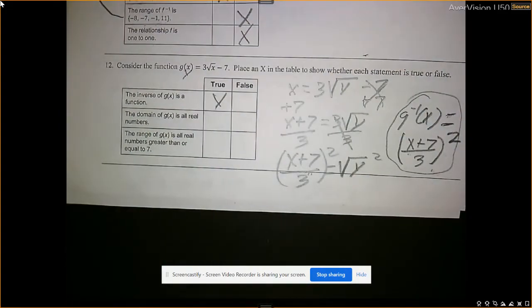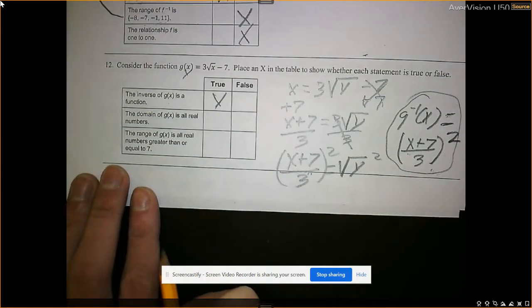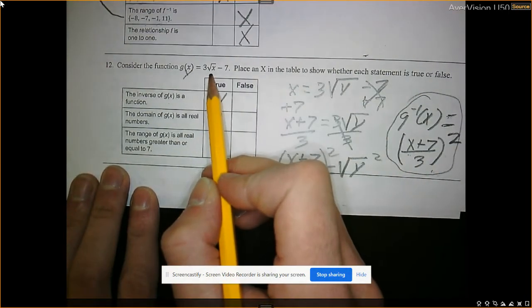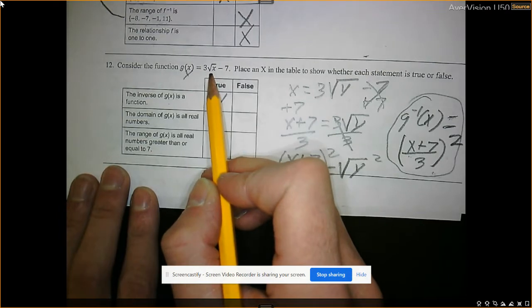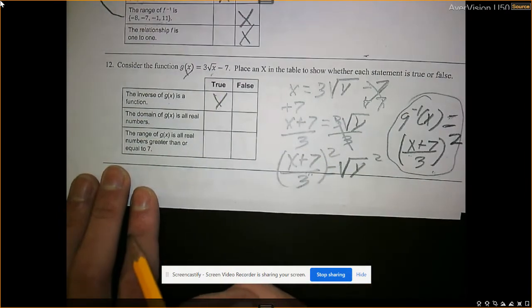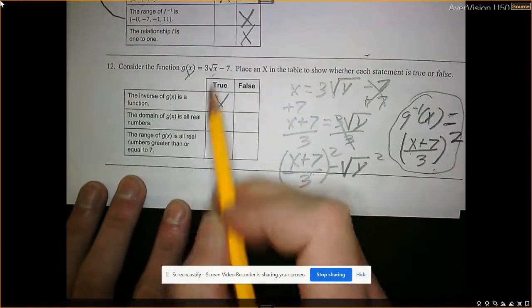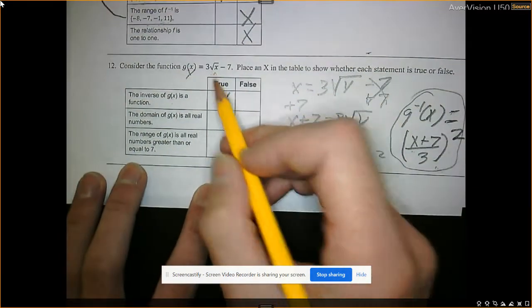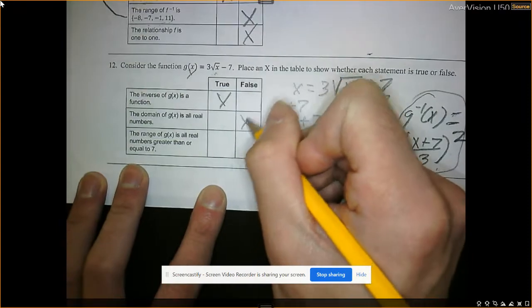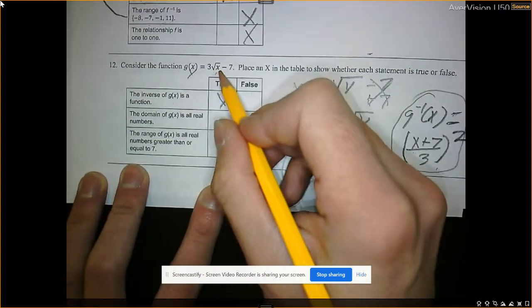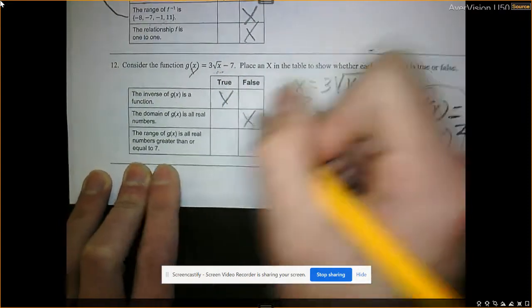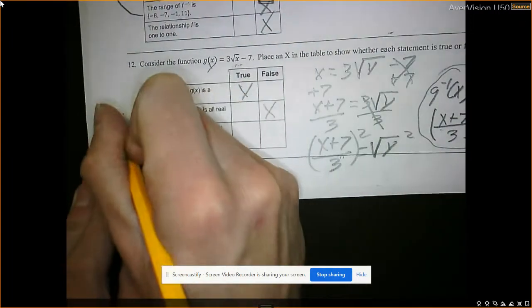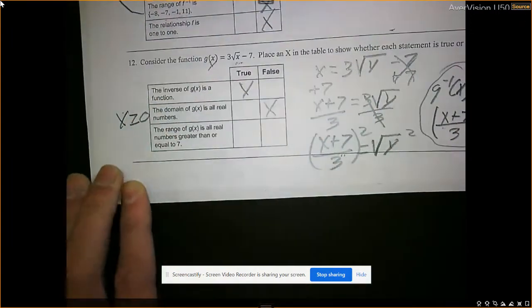The domain of g of x is all real numbers. When we have a square root function, remember, you can't take the square root of a negative, or you can, but it's going to be imaginary. When we're talking functions, we're not talking anything imaginary, though. So the domain is not all real numbers, because x cannot be negative. X has to be greater than or equal to 0.